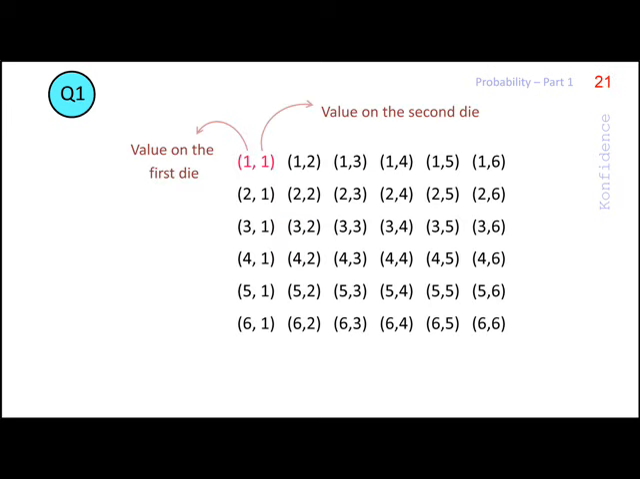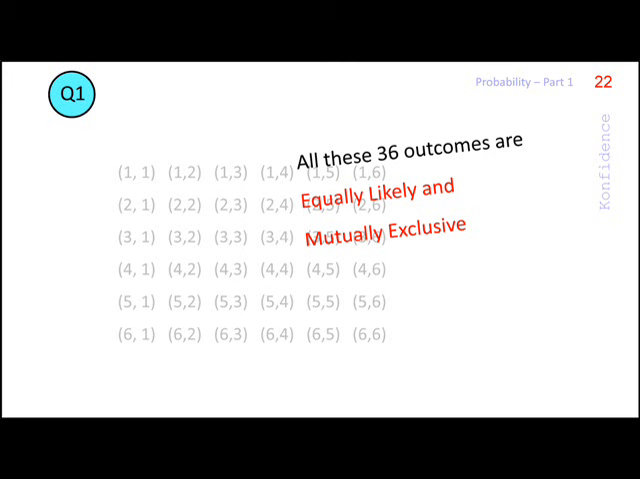They are shown in the slide. The first value within the bracket gives the value on the first die and the second value in the bracket gives the value on the second die. All these 36 outcomes are equally likely. That is, there is no preference for any of these outcomes over the others. All these 36 outcomes are mutually exclusive as well. That is, 2 of these outcomes cannot occur together.